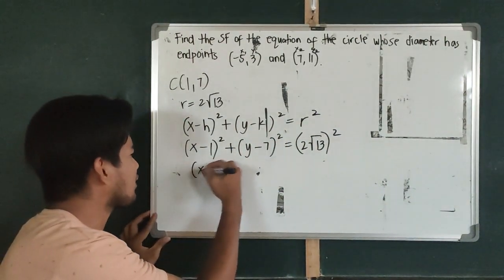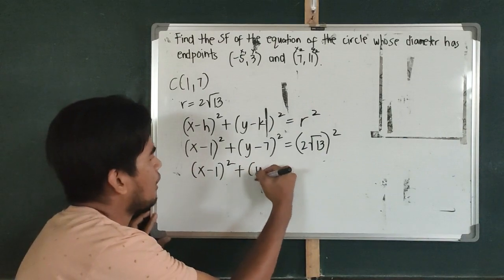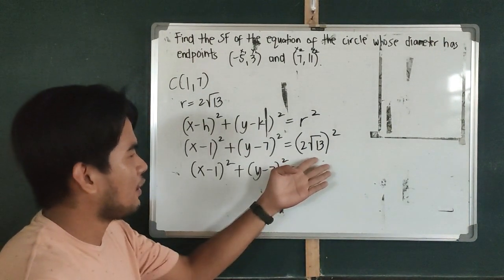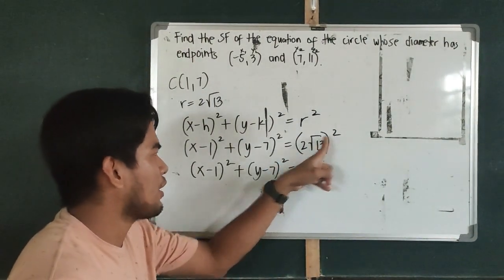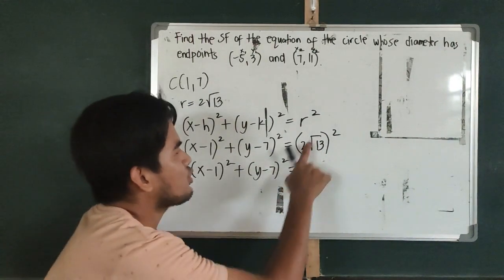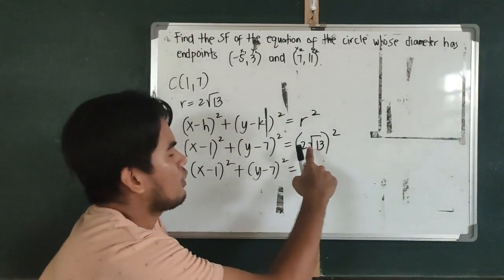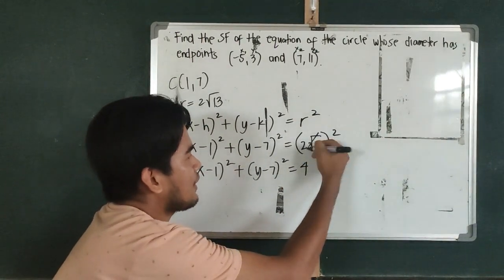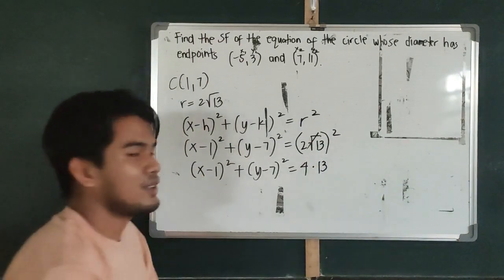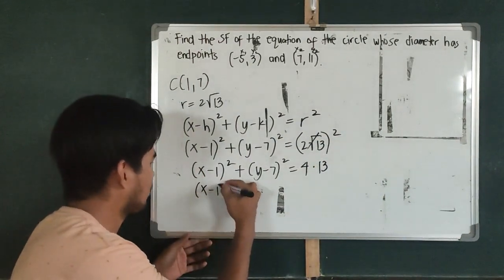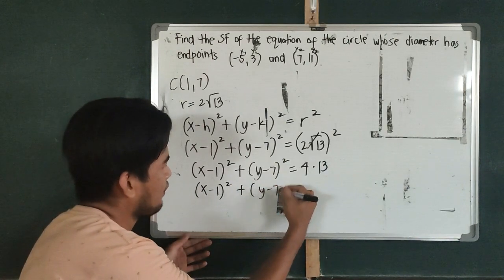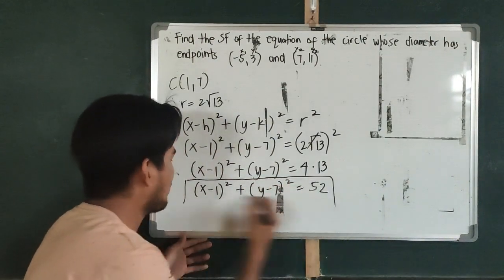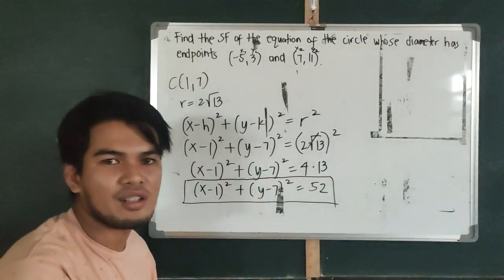So we bring down (x minus 1) squared, then (y minus 7) squared is equal to, how do we simplify this? We distribute the square to all the terms here. So we have 2 squared is 4, and then we have square root of 13 squared, which cancels out, so that will be 13. So (x minus 1) squared plus (y minus 7) squared is equal to 52. This is the standard form of the equation of the circle. Understood?